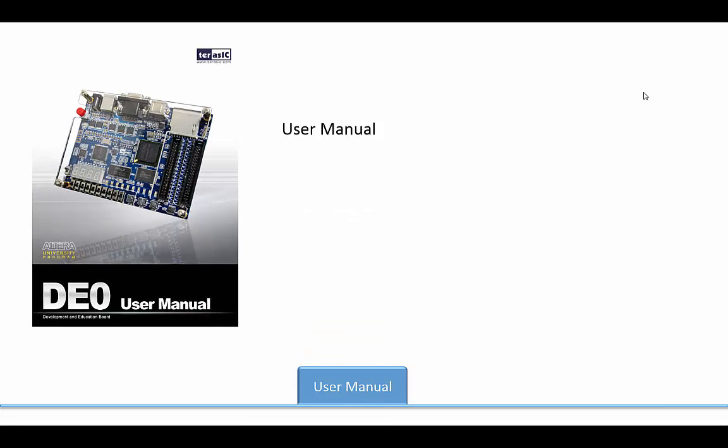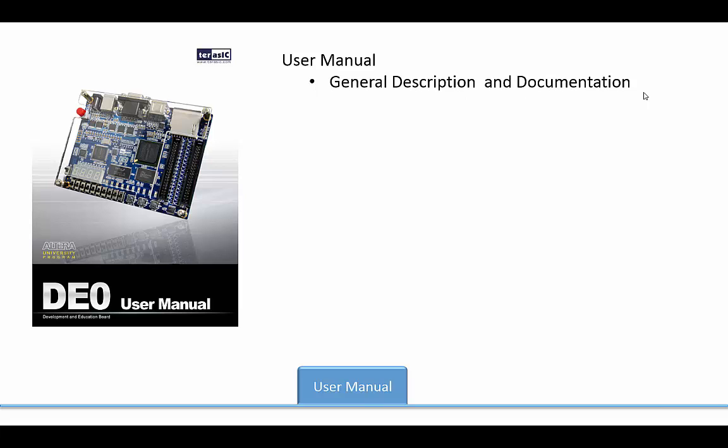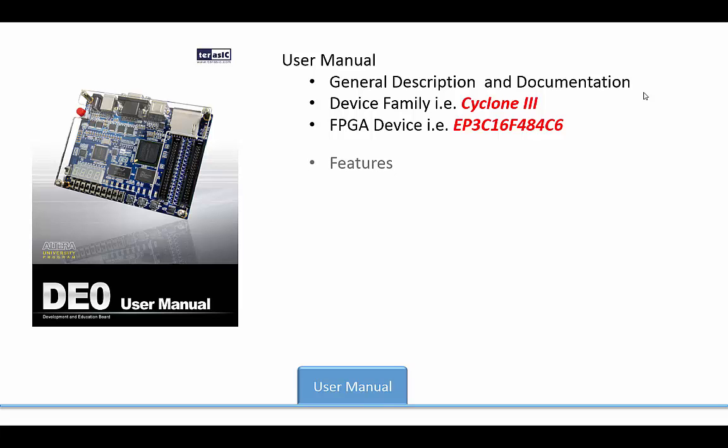The development board user manual will have information such as the general description and documentation of the device. Some important information that we'll need right up front will be the device family. We'll be using the Cyclone 3. Also the actual device, an EP3C16F484C6.